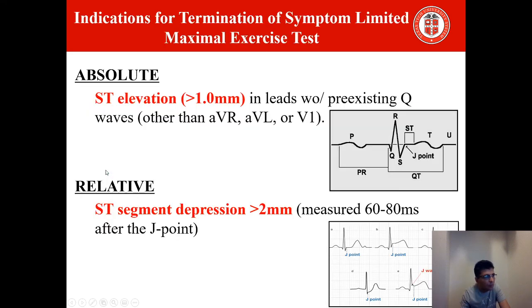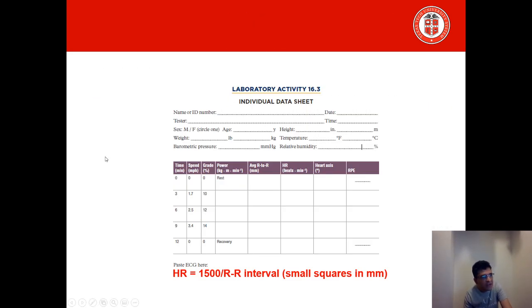So you just have to write this distance in millimeters, so you can write 16 here. And heart rate is 1500 upon RR interval. So if you got a value of 16 here, just put 16 here. So divide 1500 by 16 and you'll get a heart rate of, let's say, 100 or maybe 97 or 98 beats per minute. So this is how you have to fill these 5 columns and these 5 columns.